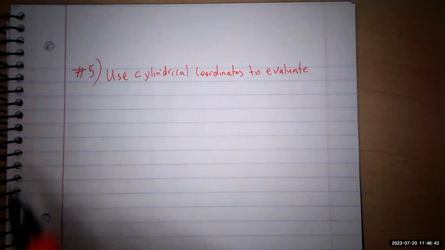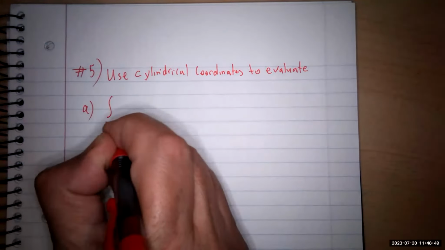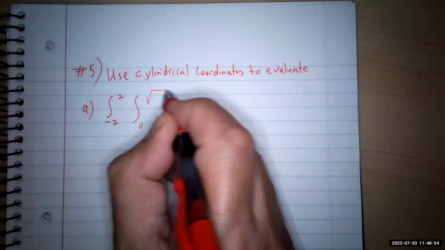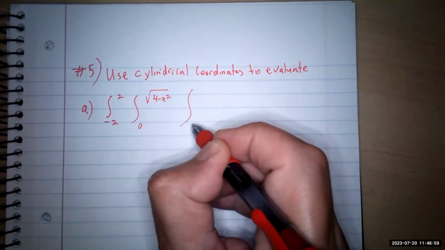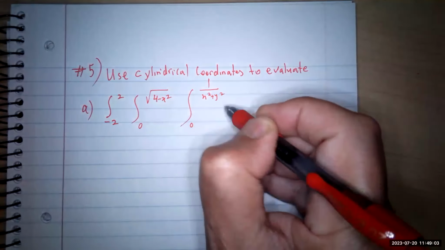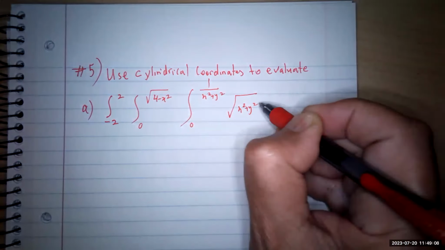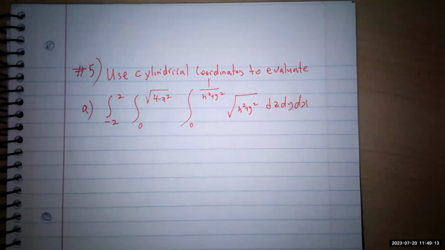The first one, we call it part one. It is the integral from -2 to 2, 0 to square root of 4 minus x squared, and the top is 0 to 1 over x squared plus y squared, of the function x squared plus y squared, dz dy dx. Remember cylindrical coordinates.